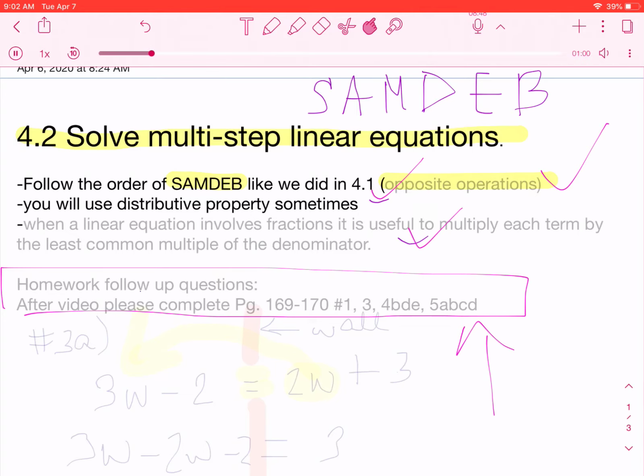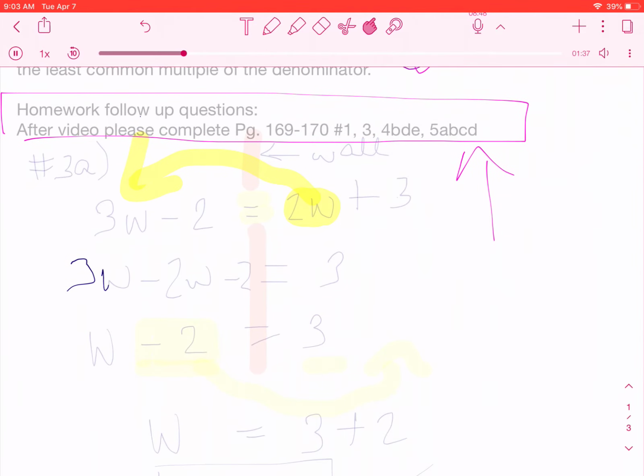The first example I like to do with you guys is 3a, which is on page 169 to 170. For 3a, I want you to pay attention to this wall that I drew. There's a red wall right here, and I want you to think of that every time you take a term and it crosses over that wall, it's going to change its operative sign. So for instance, when we have our 2w, if I was to move that term to the opposite side, that positive 2w now becomes a minus 2w.